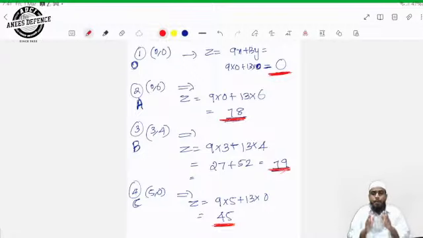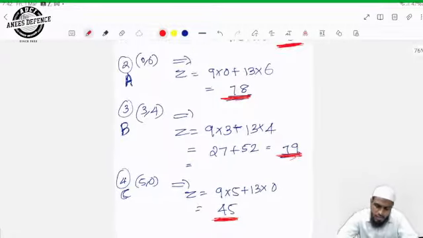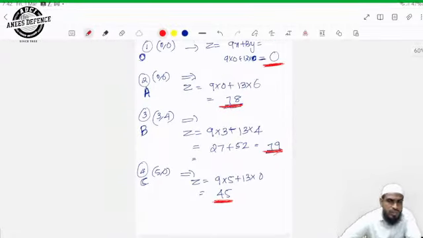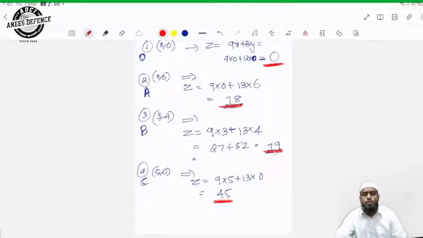Please listen properly. Maximize the objective function means when you are putting the corner points in the objective function, you will be getting so many values. So maximize means you have to consider the maximum value among the corner points. If the task is minimize the objective function, we have to consider the minimum value. So here our task is maximize. So our values are 0, 78, 79, 45. Out of these 4 values, maximum value is 79.